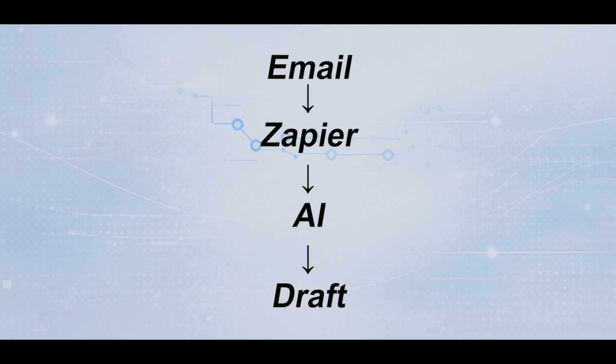So now my email workflow looks like this. New emails come in, AI writes replies, drafts appear automatically, and I only approve them.